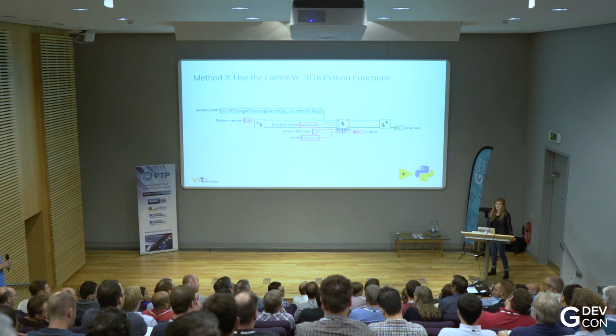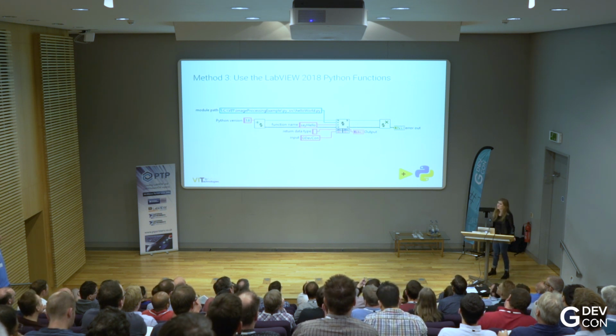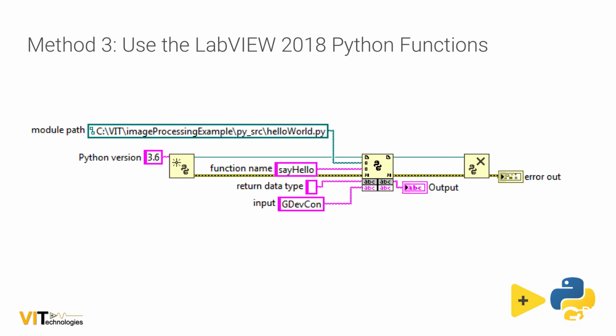Also, another question. On the block diagram there, the output is a string data type. What if your function in Python has a numeric output? Do you have to parse that string then? No. That input that's called return data type is the data type of what you want the output to be. Sorry, I missed that. No, but that's a good question. I bet a lot of people were wondering that. Yeah, so you can put cluster as the return data type and it'll output that cluster and so on. All good?